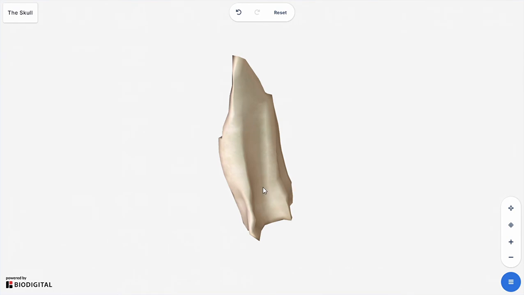This is the lacrimal bone, and it's perhaps the most fragile bone of the face and one of the smallest bones in the body. Spanning between the middle of each eye socket, each lacrimal is thin and scale-like and serves to support the eye.